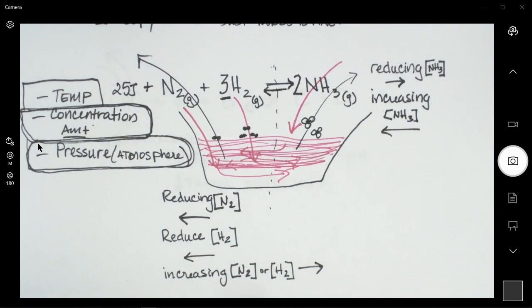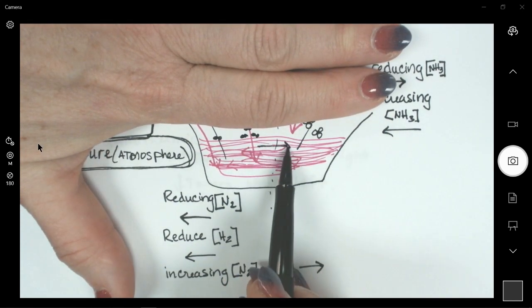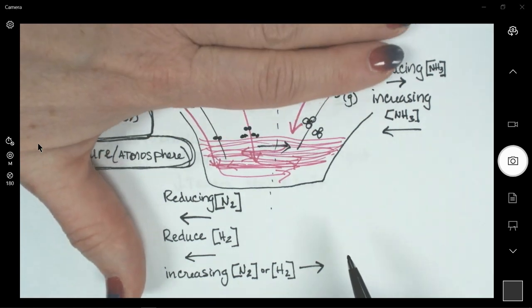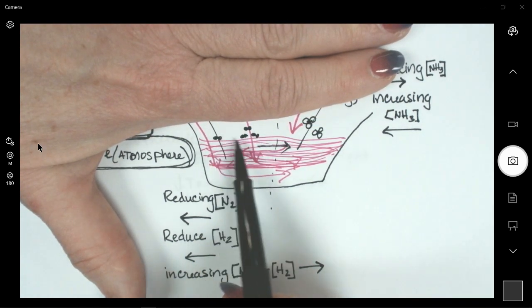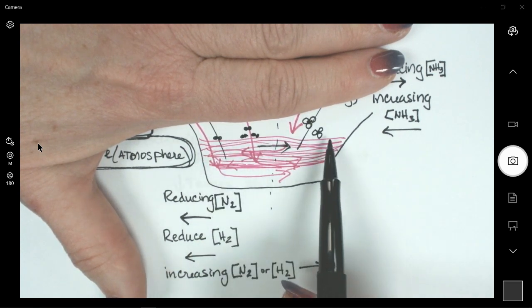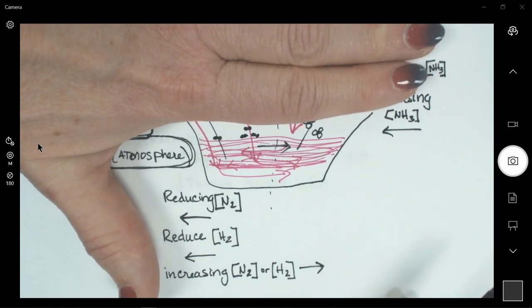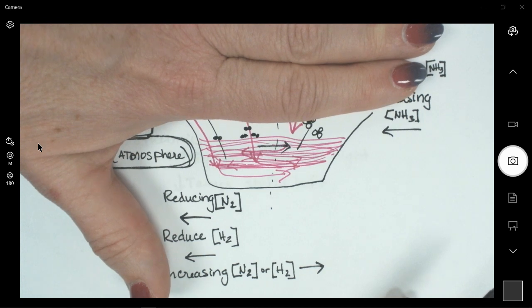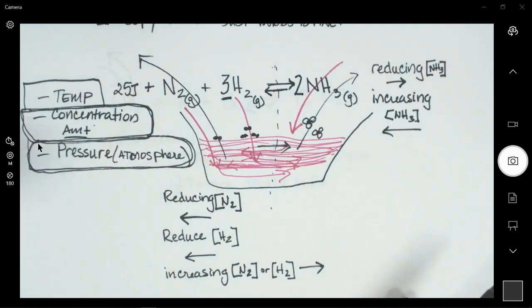Well, when you increase pressure on the system, if anyone thought they're going to shift to the right, you're dead on. There are more particles, more moles, on this side than on this side. So when you increase the pressure on a system, it will shift to the side of the fewer number of moles of gas.